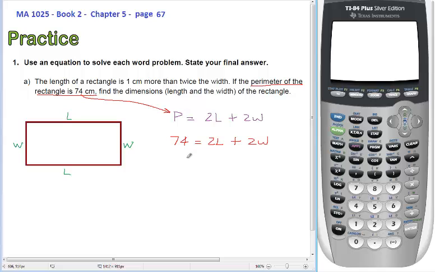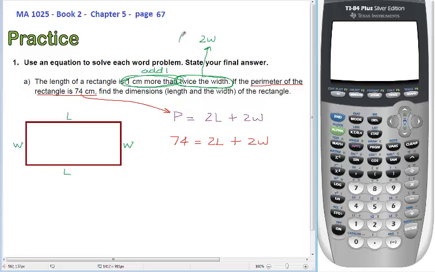So let's go back and reread the question and see if we can write the length in terms of the width or the width in terms of the length. It says the length of a rectangle is 1 centimeter more than twice the width. Well, if I've got the width called W in my diagram, then twice the width would be simply 2W. And if it's 1 centimeter more than that, what does that mean?